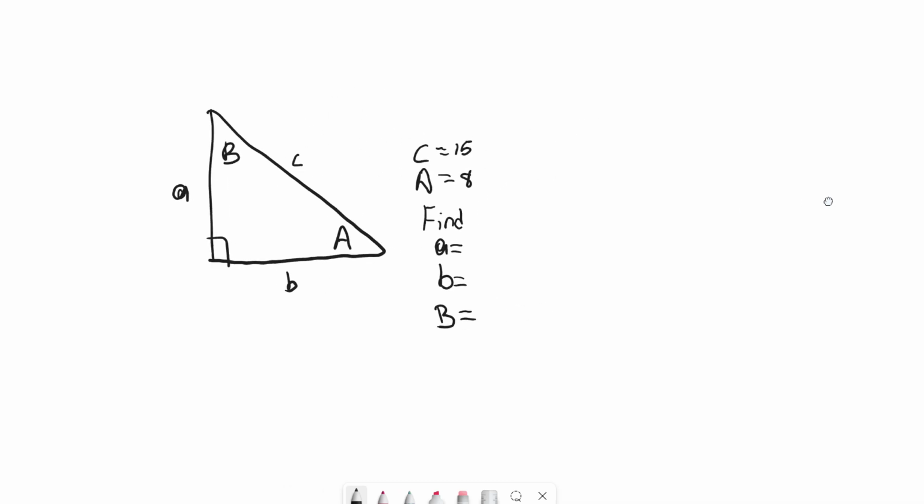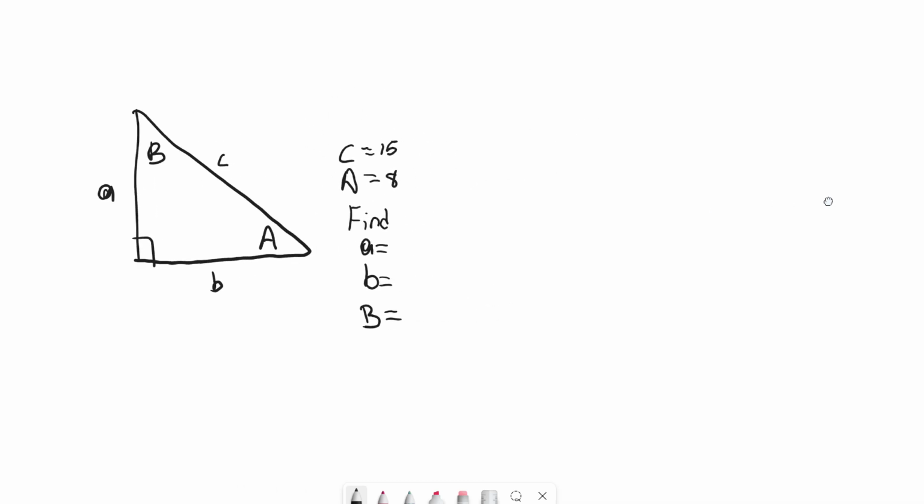Now, we may get a triangle and be asked to find missing angles along with the missing sides. How do we approach these? First with something like this, let me plug in what we have. We know what C is. We were given that C is 15. We were also given that A is 8. So we can plug in those values. Now, I'm looking here, and I think the easiest thing for me to find first, we're going to find everything that we need to, but if I were to look at it, I think it would be B.